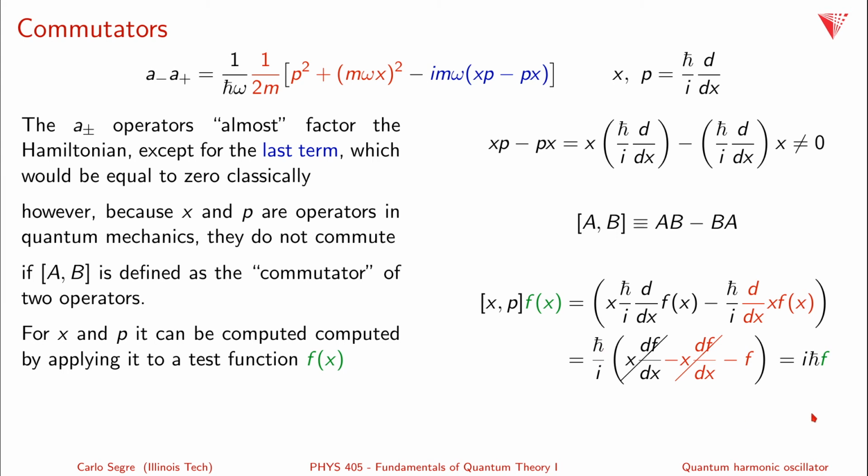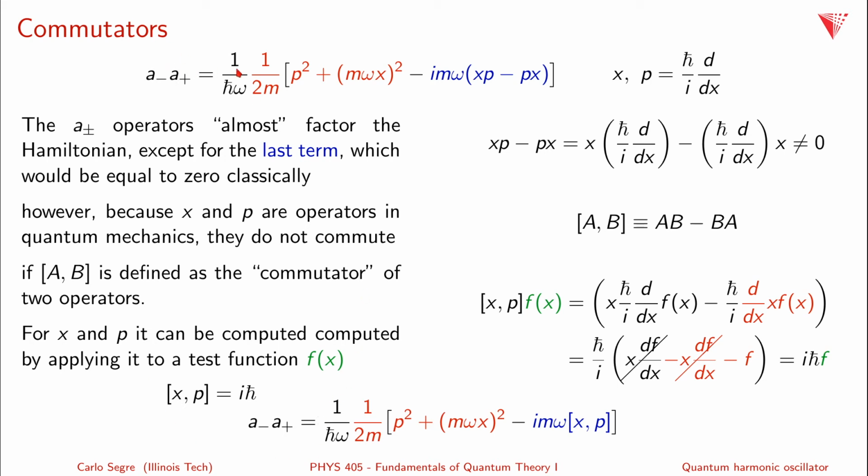If I bring the i above, it turns the negative sign into a positive sign, and I get that the commutator of x and p applied to f is equal to i h bar, and I get f back. So the commutator of x and p is i h bar. That's what I've written here.